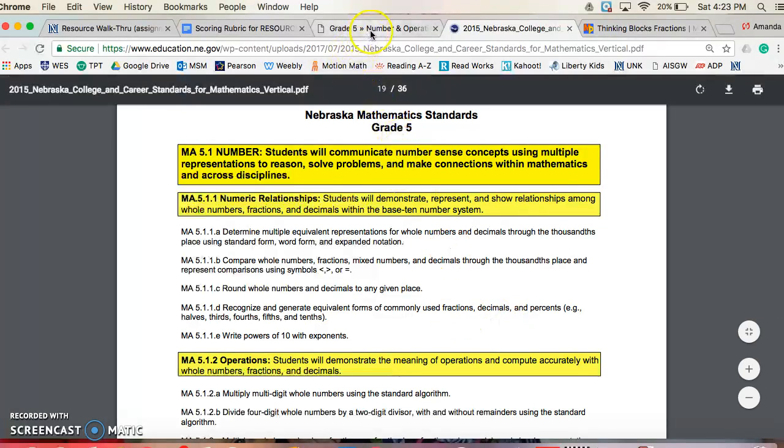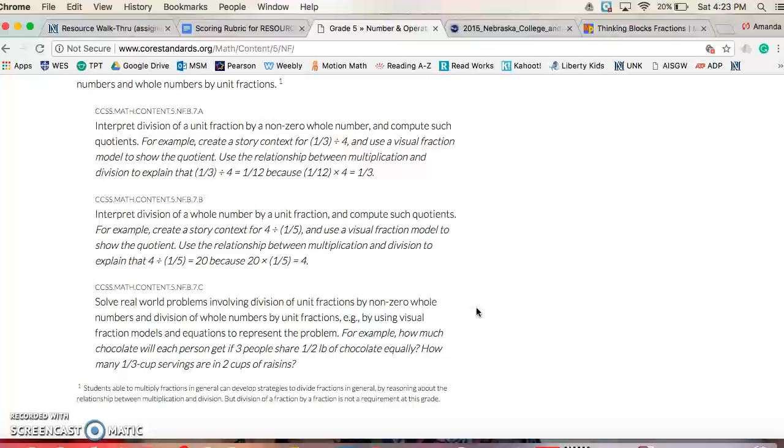However, my school here in DC follows Common Core standards, and when I take a look at the grade 5 standards for math, this website and resource connects to solving real-world problems involving division of unit fractions by non-zero whole numbers and division of whole numbers by unit fractions. The part that I'm really focusing in on here is using visual fraction models and equations to represent the problem.